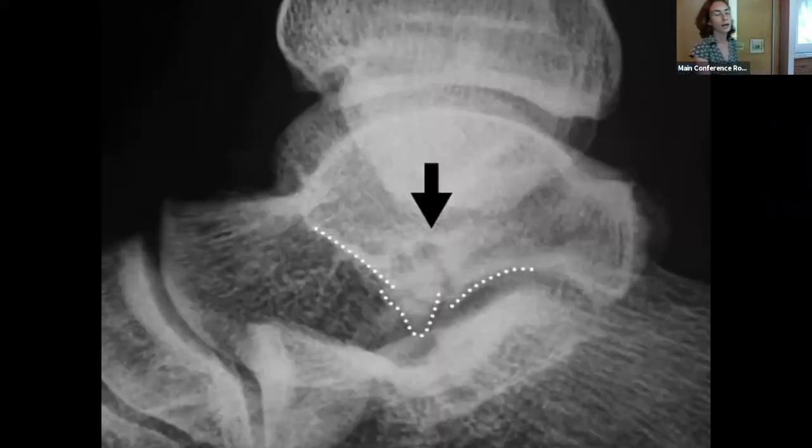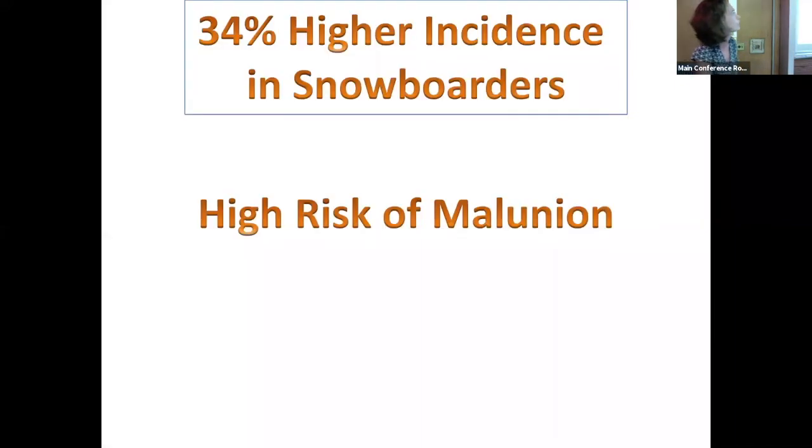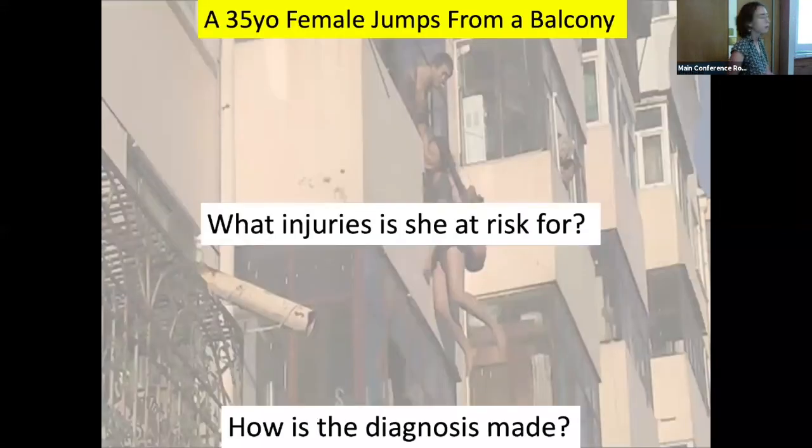And the reason we care about this is because they have a high risk of malunion. So if you're suspicious for a talar fracture, you want to make sure that you refer to ortho because they might need operative repair. But again, it's about 34% higher incidence in snowboarders, but think about it as well in people who are skateboarding. And then finally, you have a 35-year-old female who jumps from a balcony.